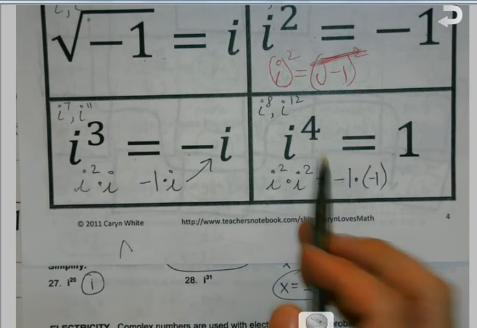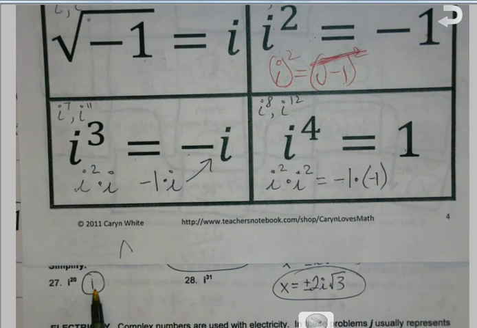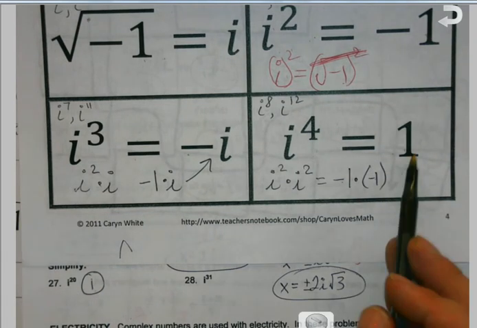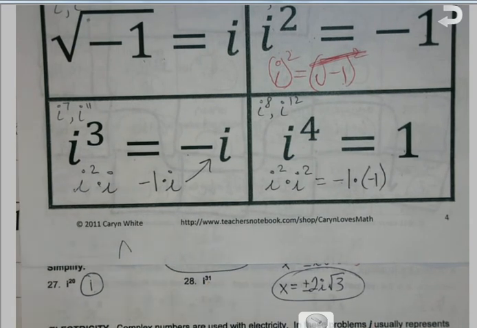But if 4 goes in evenly, that also lets me know what this value is going to be. So if it was i to the 24th, it's 1. i to the 28th, it's 1. It's a multiple of 4. When I get to one like 31, I'd go, well, that doesn't go in evenly. You're right, it doesn't. Here's how I like to look at them.